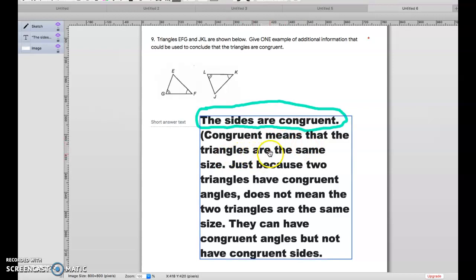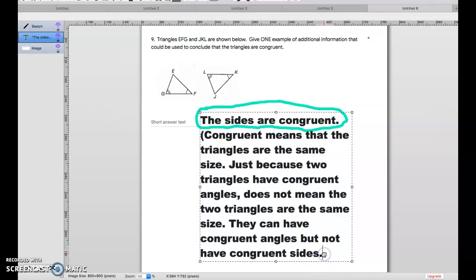Congruent means that the triangles are the same size. This in parentheses is just me wanting to explain something to you, so that you know a little bit more. Congruent again means that the triangles are just the same size. Just because two triangles have congruent angles does not mean the two triangles are the same size. They can have congruent angles, but not have congruent sides.